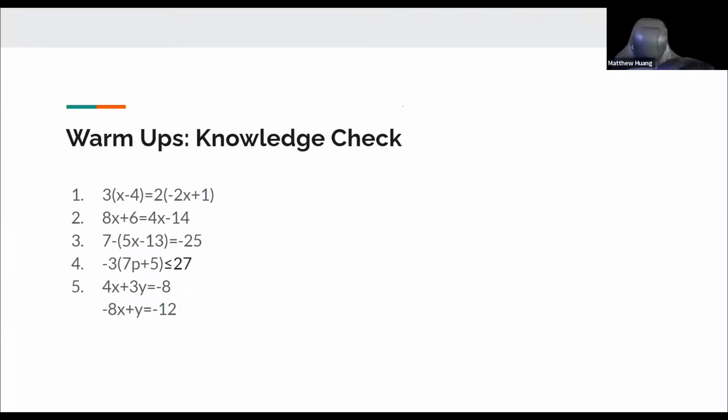So first step, you distribute the left side. So that turns into 3x minus 12. On the right side, you also distribute. That turns into negative 4x plus 2. Then you can move all the x to one side of the equation. So we can add 4x to both sides. That turns into 7x minus 12 is equal to 2.